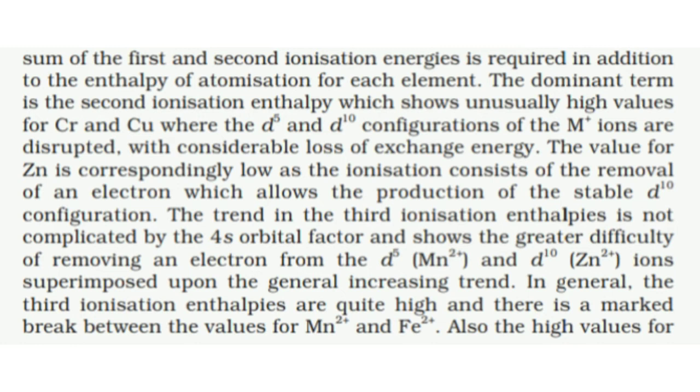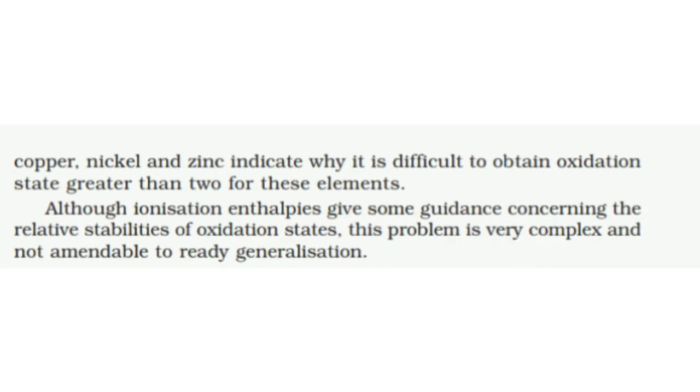In general, the third ionization enthalpies are quite high, and there is a marked break between the values for Mn2+ and Fe2+. Also, the high values for copper, nickel and zinc indicate why it is difficult to obtain oxidation states greater than 2 for these elements. Although ionization enthalpies give some guidance concerning relative stabilities of oxidation states, this problem is very complex and not amenable to ready generalization.